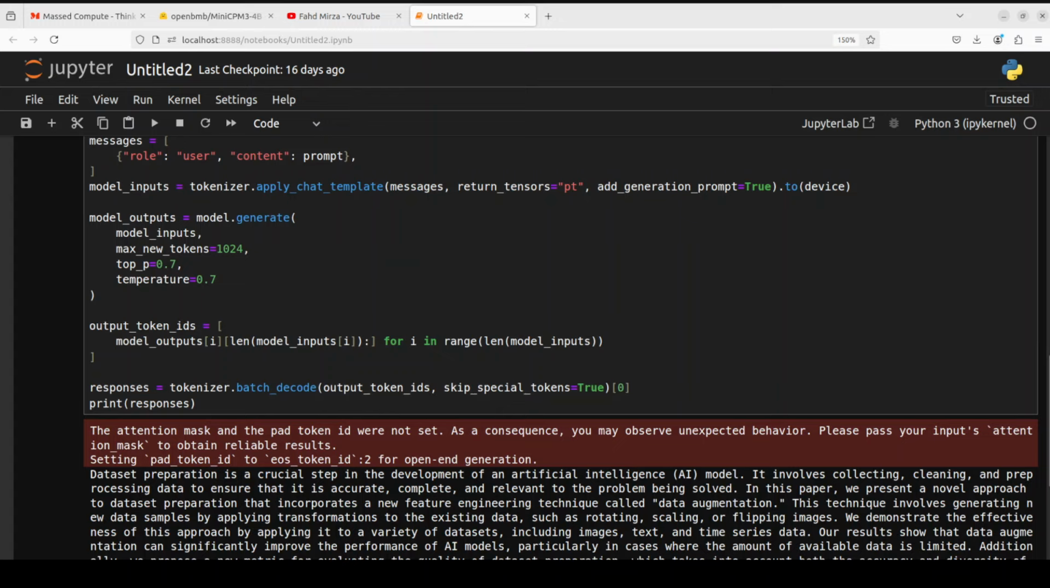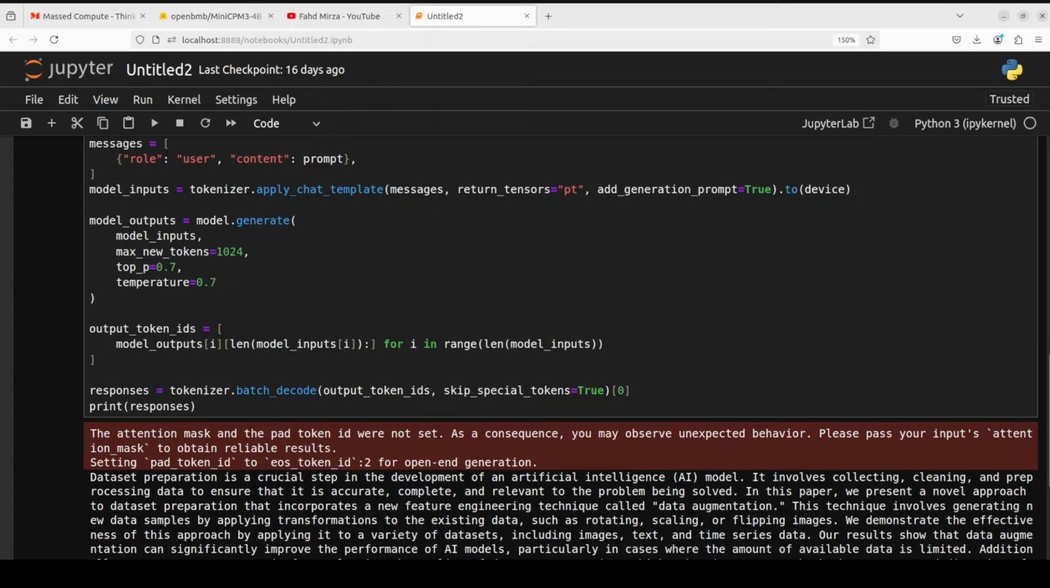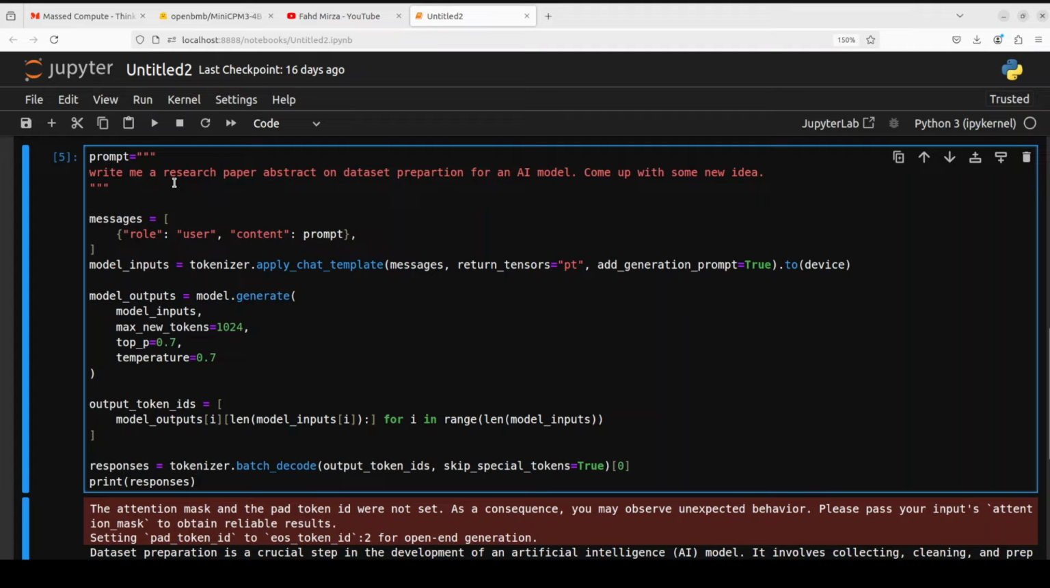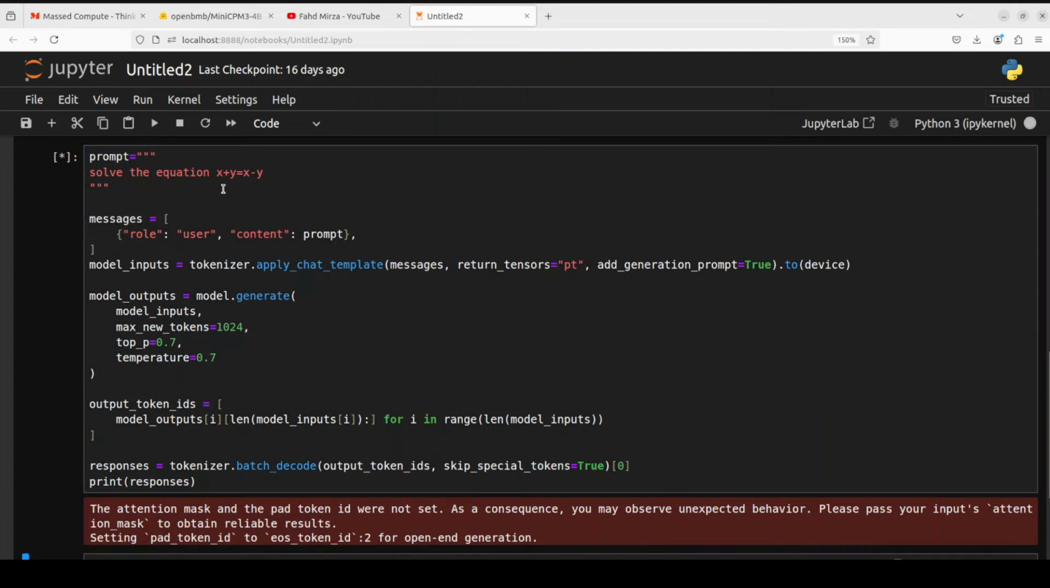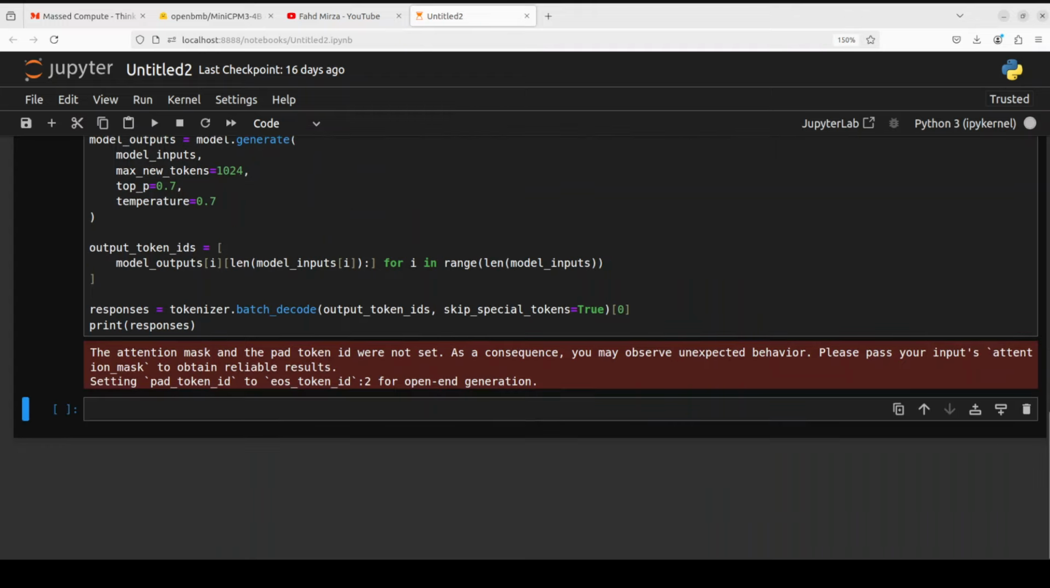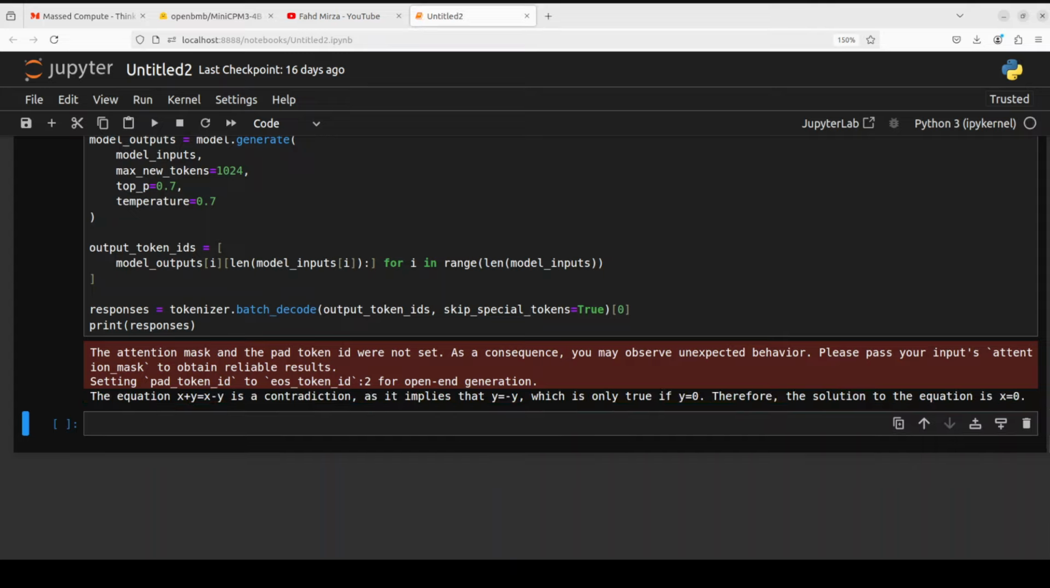Okay, let's try out another one. I'm just going to give it a maths question to see how does it process the mathematical equations. So I'm simply asking it solve the equation x plus y is equal to x minus y. Let's see what it does here. It's very vague equation, but let's see. So there you go. It says it's a contradiction as it implies that y is equal to minus y, which is only true if y is equal to 0. So therefore the solution to the equation is x is equal to 0. I'll take it.